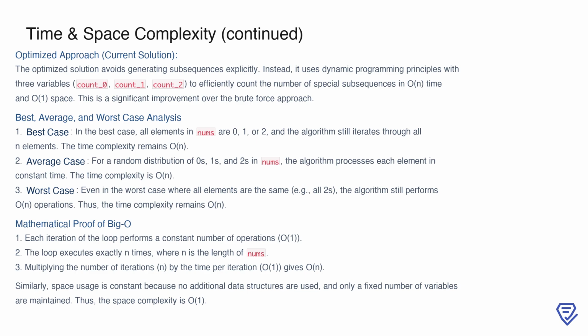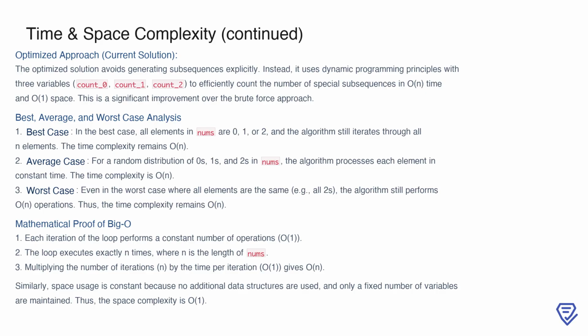The optimized solution, on the other hand, avoids the inefficiencies of the brute force method by counting special subsequences dynamically, without generating them explicitly. It uses 3 variables, count_0, count_1, and count_2, to track the counts of subsequences ending in 0, 1, and 2, respectively. This reduces the time complexity to O(n), because each element in nums is processed in constant time, and the loop iterates n times. The space complexity is also optimized to O(1), as no additional data structures are used.